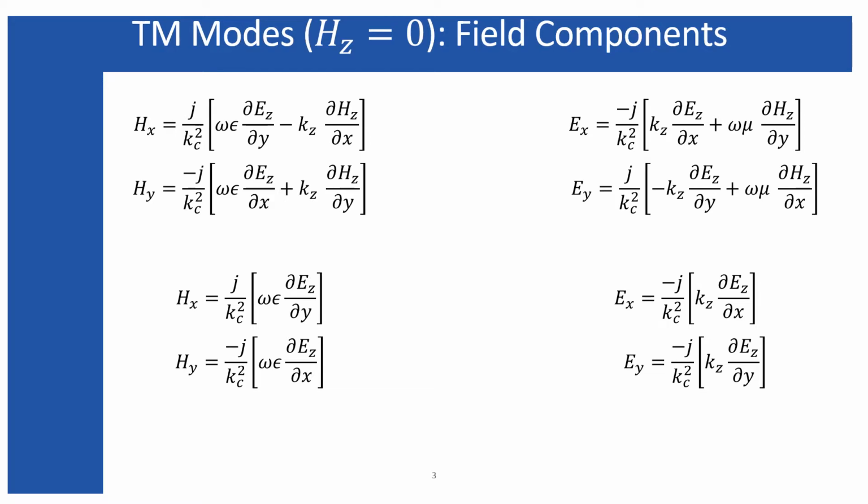As we know, similar to my previous discussion, in TM mode the Hz component I have to consider 0, because Hz represents the longitudinal magnetic field component and that must be 0 when I'm going to consider the TM mode. And plugging this condition Hz equals 0 into these four reduced equations, which I have derived in general, finally I have obtained these four equations where all four components Hx, Hy and Ex, Ey are expressed in terms of the longitudinal component of the electric field only.